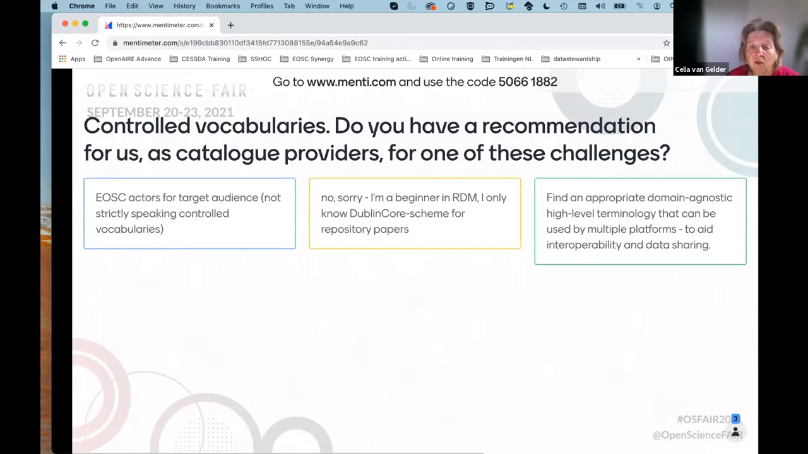I see some things popping up. I think that's a good point. I don't know, the EOSC actors might be a good set to fill the target audience field. I don't know if Elizabeth can say anything about what the current values of the target audience field are, what they are thinking about.